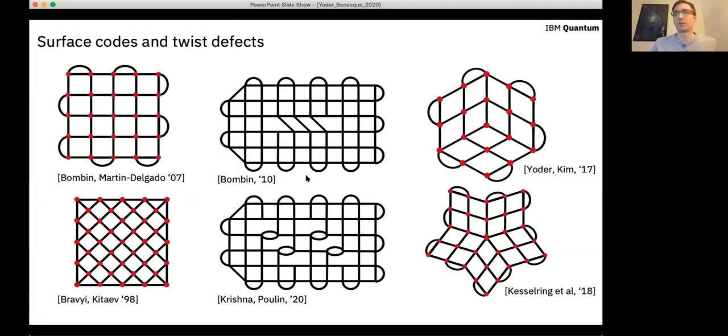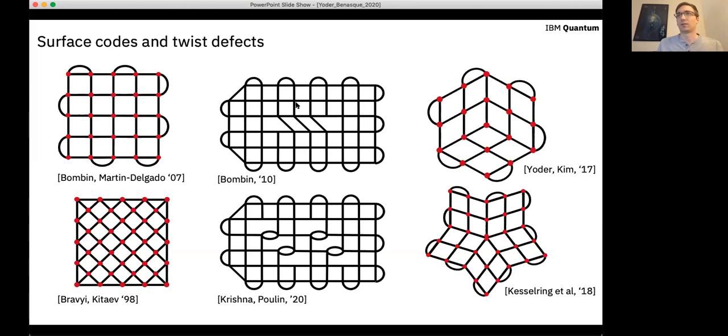There's a bunch of different models of 2D surface codes in the literature. For instance, Bravyi-Kitaev was basically the first 2D planar surface code, as you can see in the bottom left here. And then this was rotated by Bombin and Martin-Delgado to get the picture in the top right here, which uses half the number of qubits to encode the same number of qubits with the same distance.